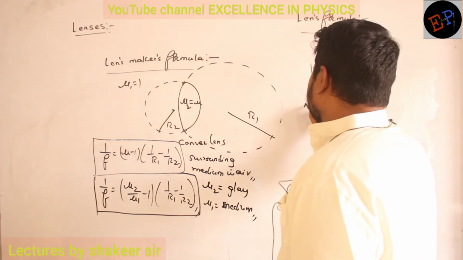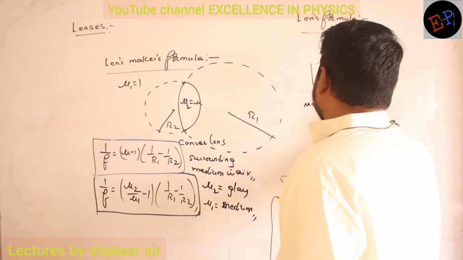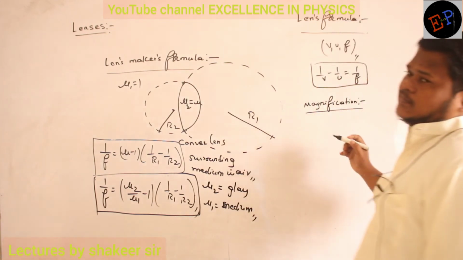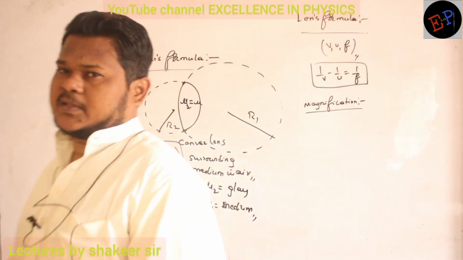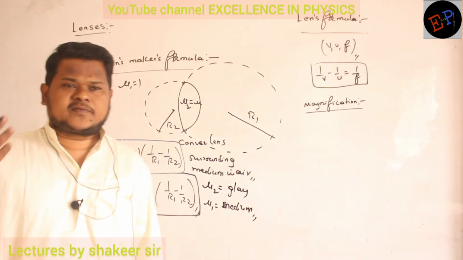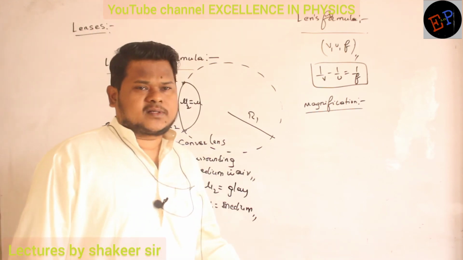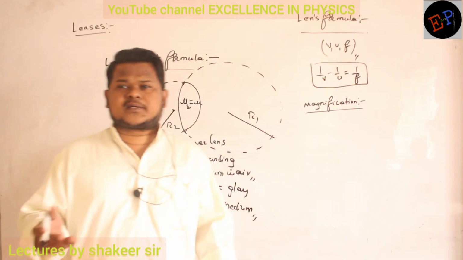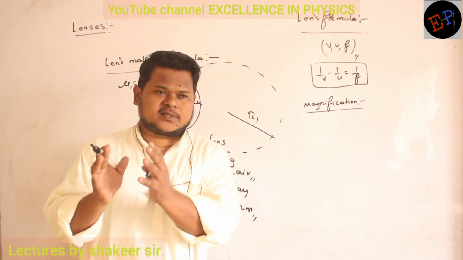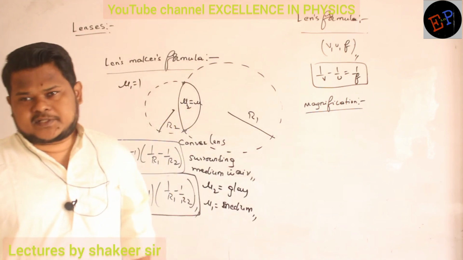Then we study magnification. What is meant by magnification? When compared to the size of the object, what is the size of the image? That ratio is called magnification. Already we studied this in mirrors. Magnification means height of the image divided by height of the object. That ratio is called magnification.